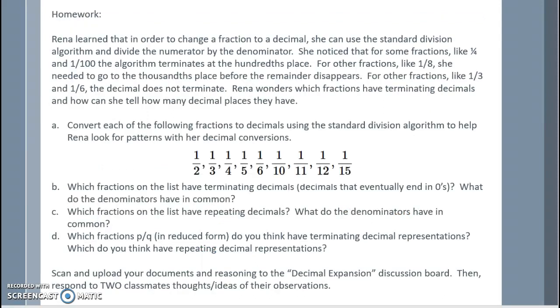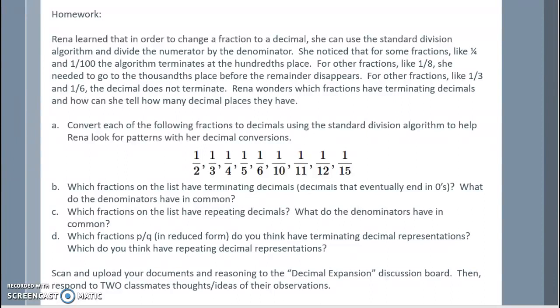Some homework. Raina learned that in order to change a fraction to a decimal, she can use the standard division algorithm and divide the numerator by the denominator. She noticed that for some fractions like 1/4 and 1/100th, the algorithm terminates at the hundredths place. For other fractions like 1/8, she needed to go to the thousandths place before the remainder disappears. For other fractions like 1/3 and 1/6, the decimal does not terminate. Raina wonders which fractions have terminating decimals and how she can tell how many decimal places they have.